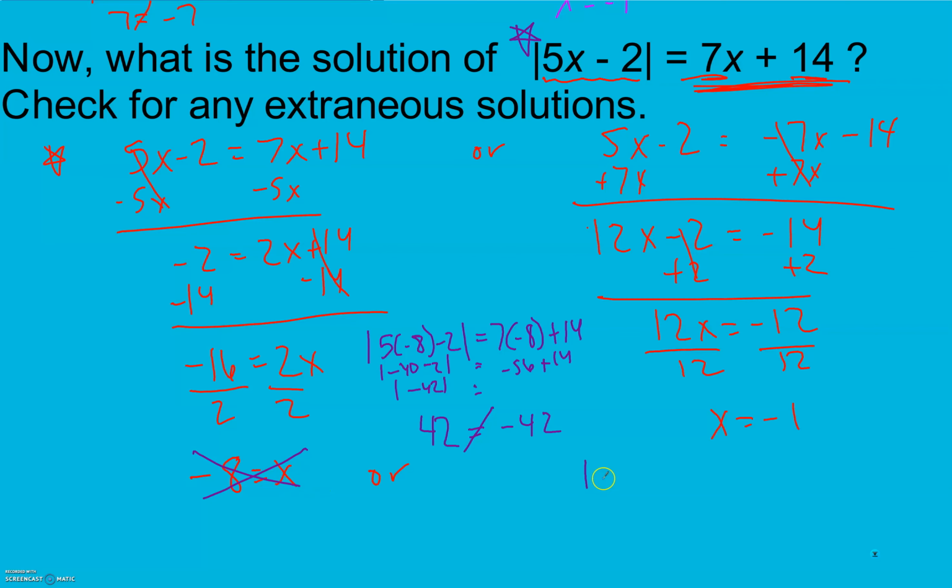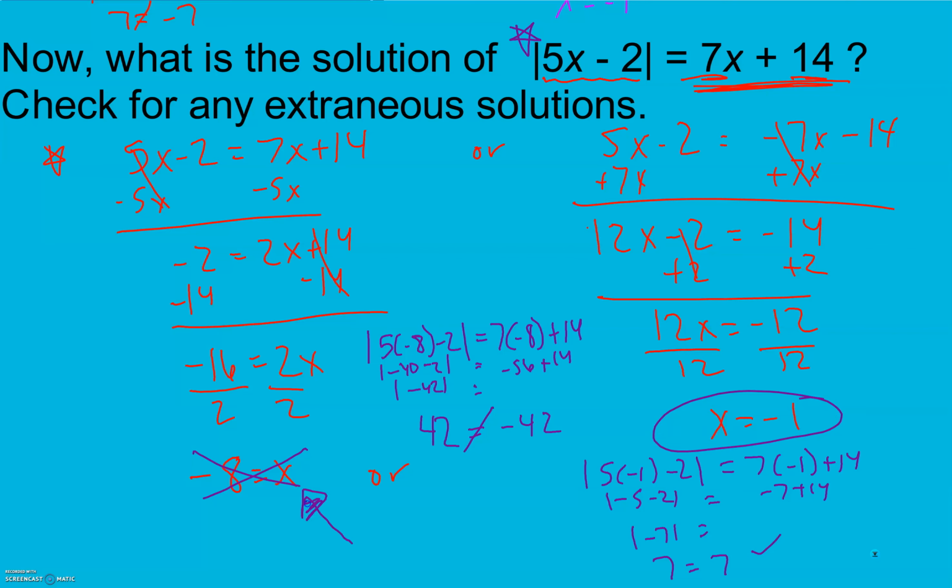Here, I'm going to take the absolute value of 5 times negative 1 minus 2 equals 7 times negative 1 plus 14. Negative 5 minus 2 gives me negative 7. When I take the absolute value, I get 7. Negative 7 plus 14 gives me 7. 7 does equal 7. So negative 1 is my solution.